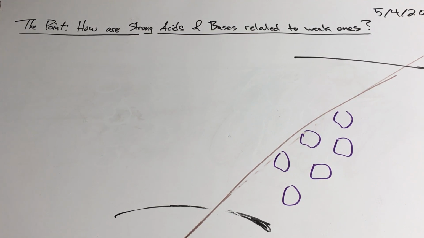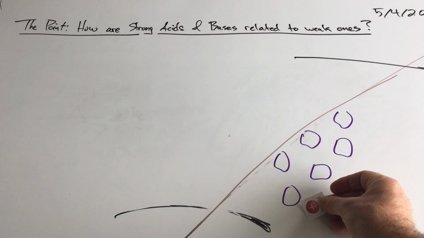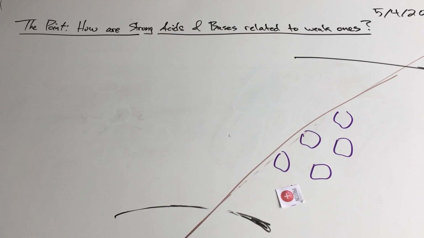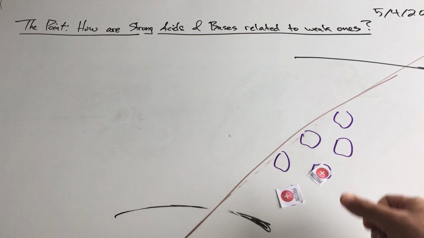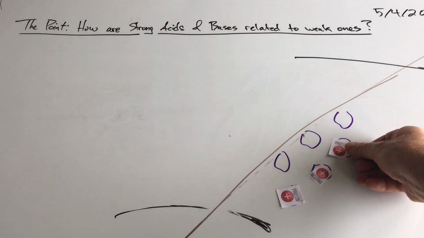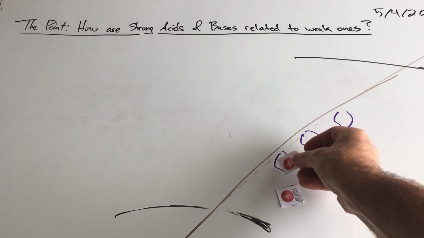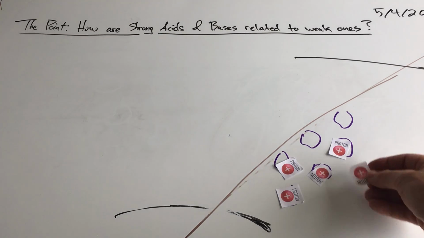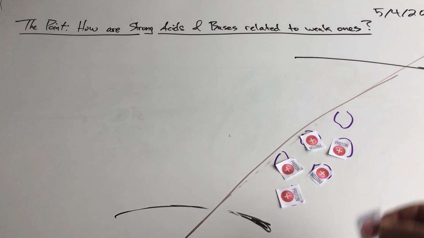And now, if it's a strong base, what's going to happen is each one is going to pull a proton out of my arm and burn me. Every single one will pull a proton out of my arm and burn me.